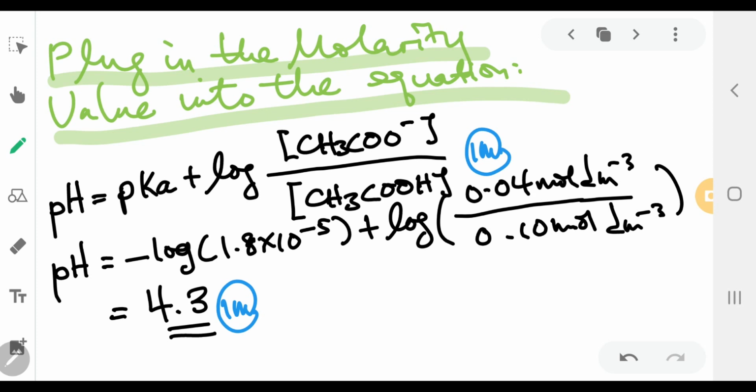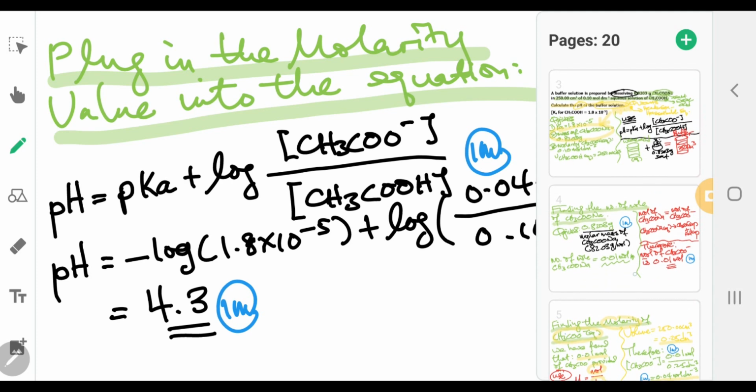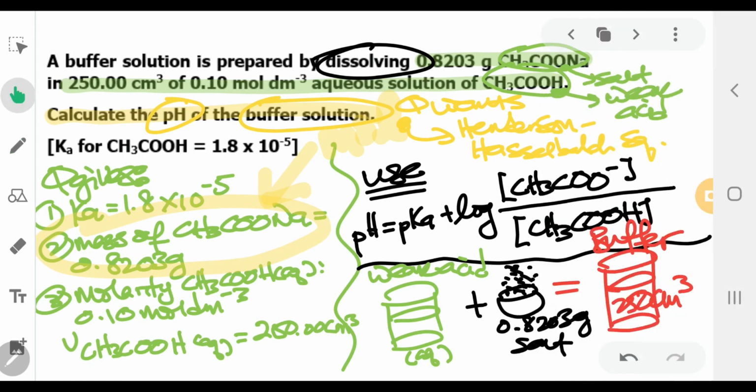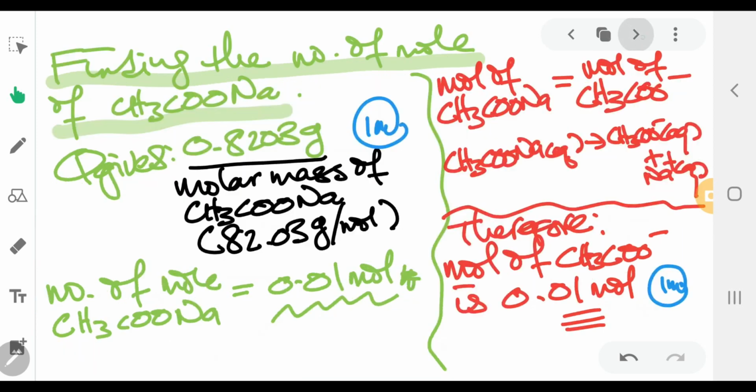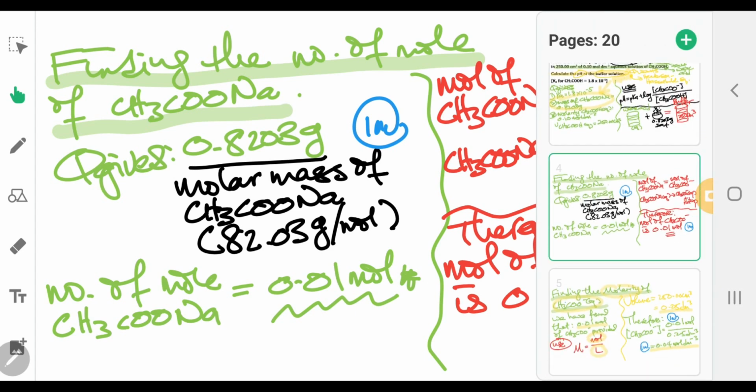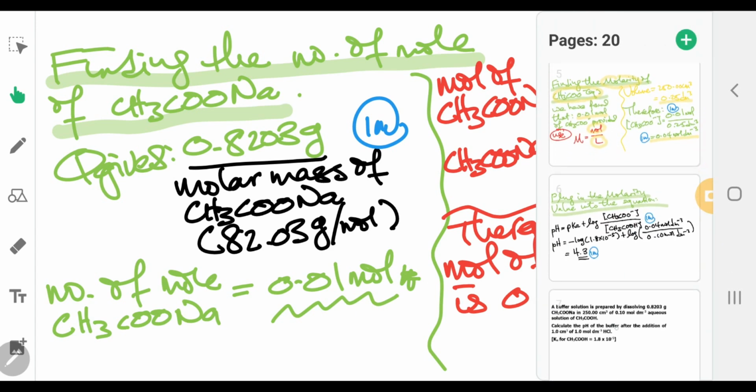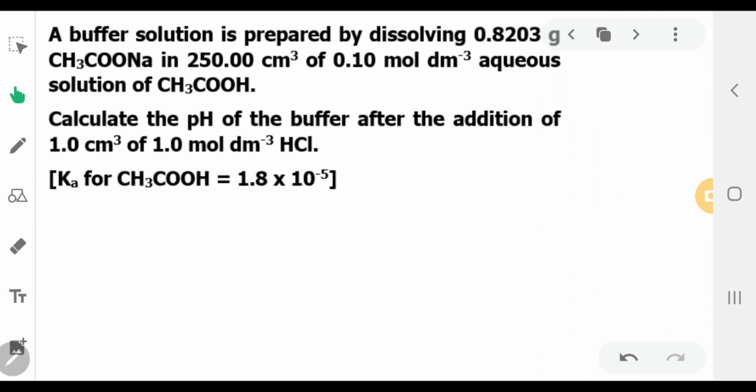Now that's quite easy. The only challenge is for you to visualize this. You need to know what is the volume of the buffer solution and what is the volume of the conjugate base. This is the only higher order thinking part of this question. The rest of it is quite easy. But the difficult part is when we have a situation like this.